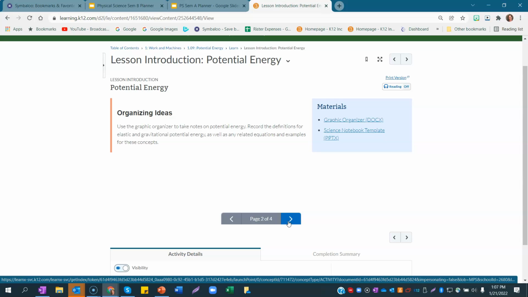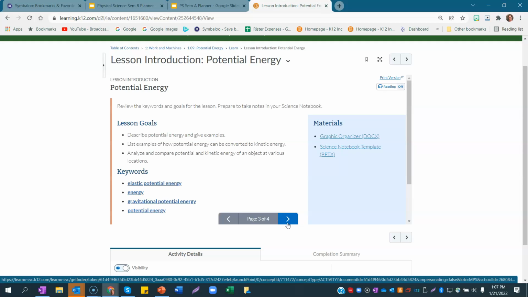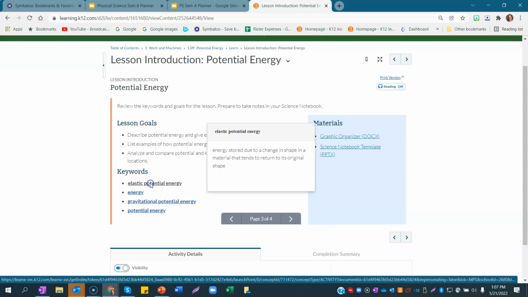There is a graphic organizer for this lesson as well. Again, I encourage you to use that document as part of your notes. It will help you understand everything about potential energy that you will need for your quiz and test. Here are the key words that you need to have defined in your notes.